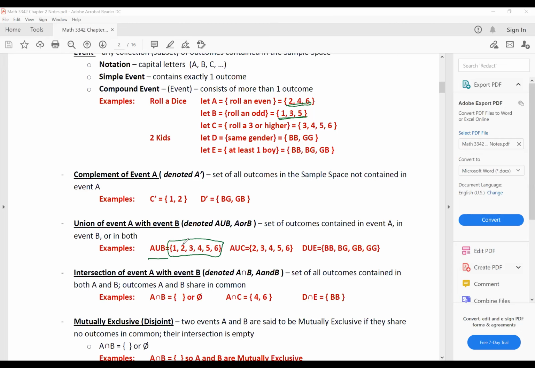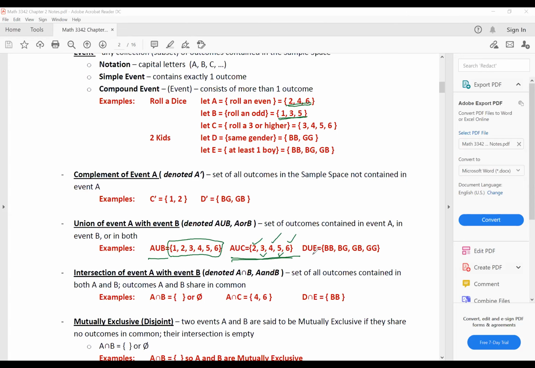Okay, so in A union C, in A we have 2, 4, 6, and in C we have 3, 4, 5, 6. But you do not need to write the same outcome twice. That's why we didn't write 4 and 6 twice, right? Because 4 and 6 are in both A and C, but you do not need to write them twice. So A union C will be 2, 3, 4, 5, 6.